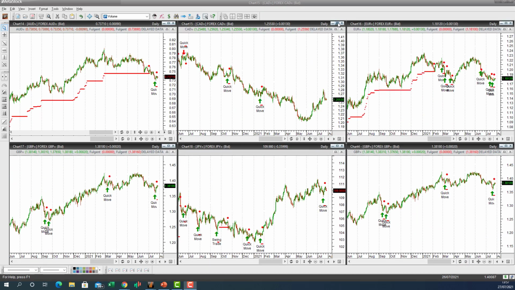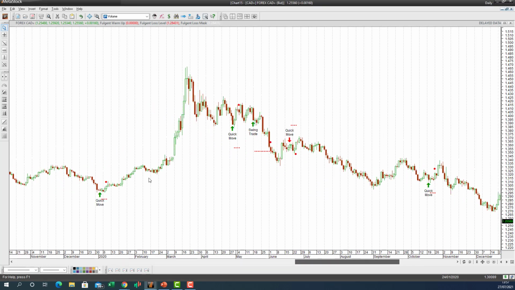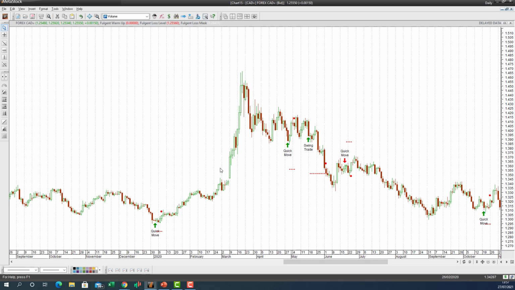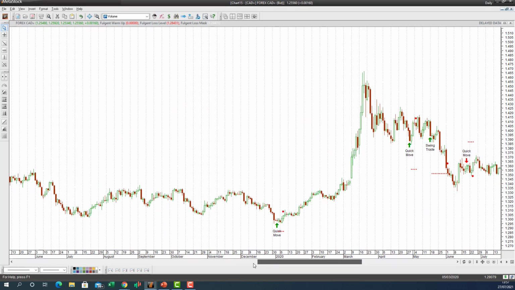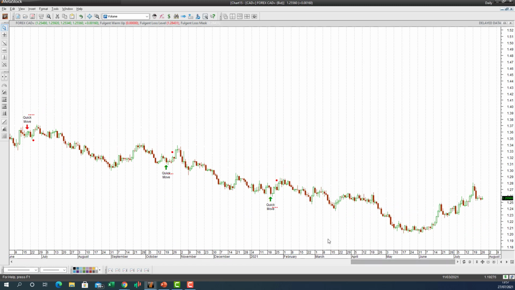Next up is CAD-USD pair. We'll maximize that. You can see we get a couple of trades on an end of day basis. There's a quick move there, quick move, swing trade, quick move there, depending on your trailing stop loss. Quite a nice move there. Doesn't generate a lot of signals because we are only looking for signals that are 65% plus accurate. So we're not looking for a lot of trades.